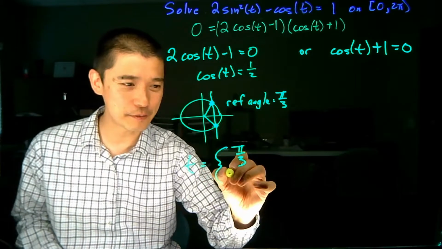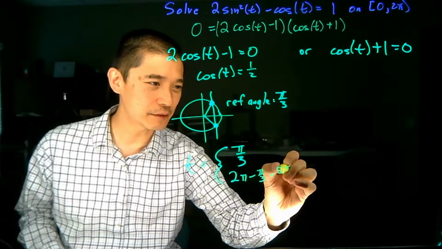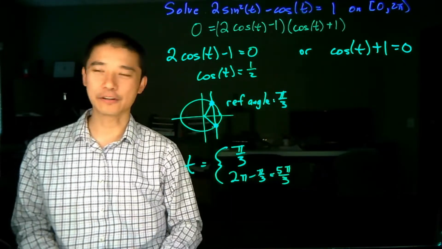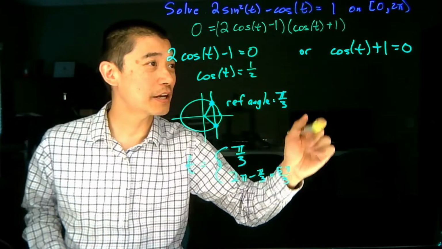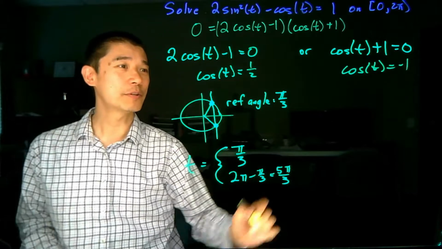So 2 pi minus pi over 3, which happens to be 5 pi over 3. So these are two solutions so far, and then we have to jump over here and look at the rest of this. So cosine t is equal to -1. What's this going to look like?